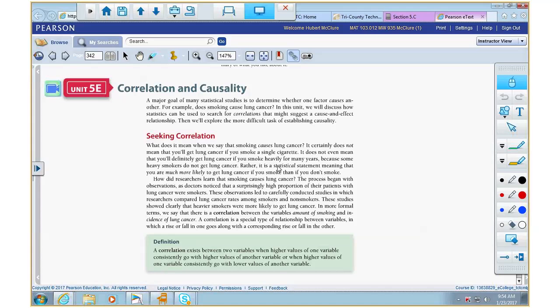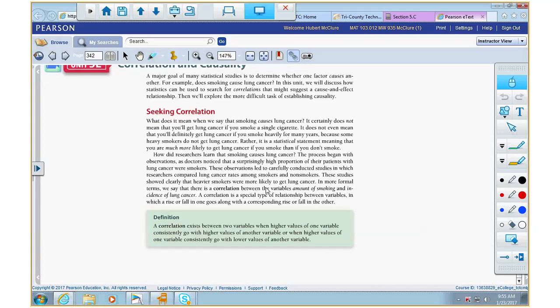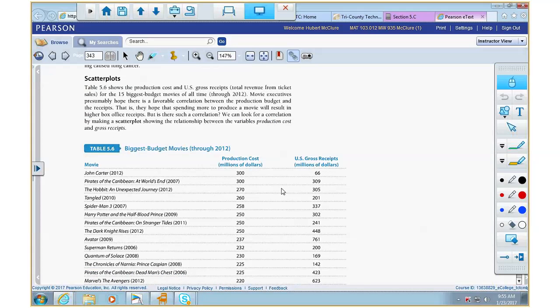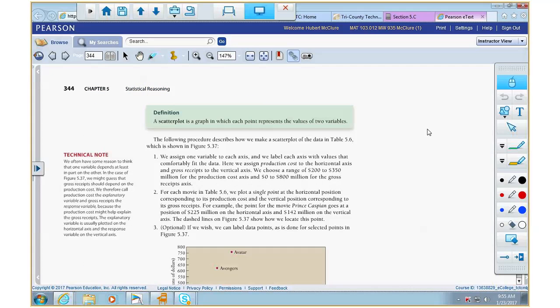Okay? Positive correlation means that there is a correlation. Negative correlation means that there's a correlation, but it's not in a good way. No correlation is a horizontal line. Okay? And they'll show you the correlations probably on the next page. Or the next page. There we go.